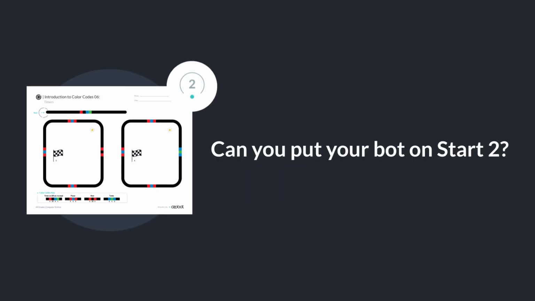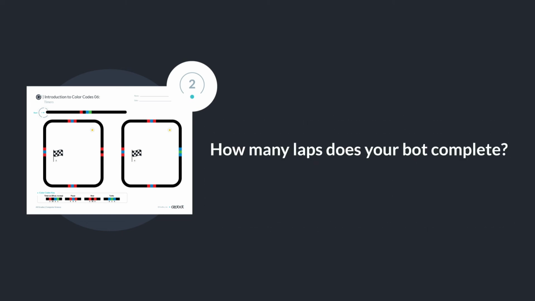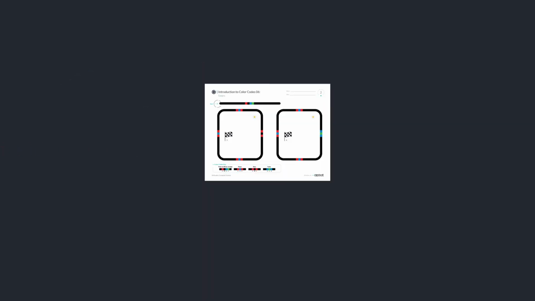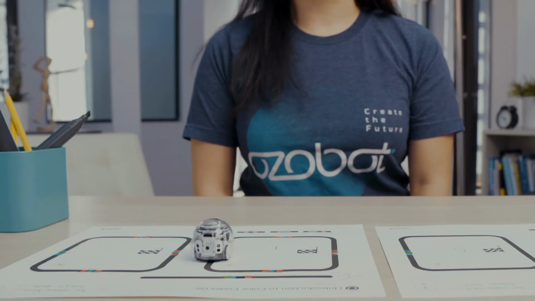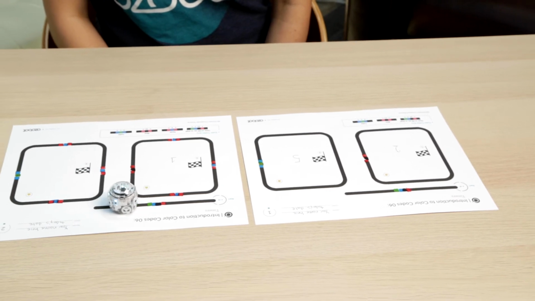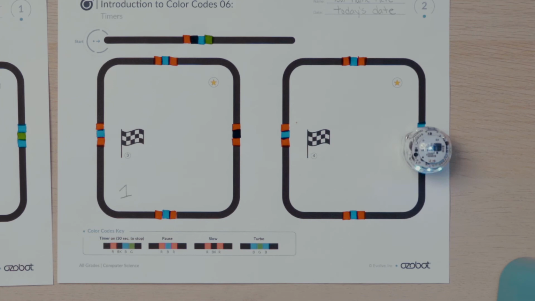Can you put your bot on start? Then pick up your bot after the 30-second timer is programmed and place it next to the star on track 3. How many laps does your bot complete? You are ready to move on to track 4. Let's see how many laps Ozobot can complete in 30 seconds, traveling at a turbo speed and pausing 3 times. Do you think Ozobot will complete more or less laps than it did on track 2?